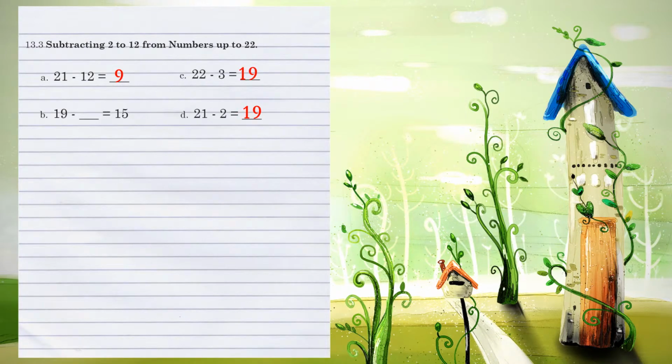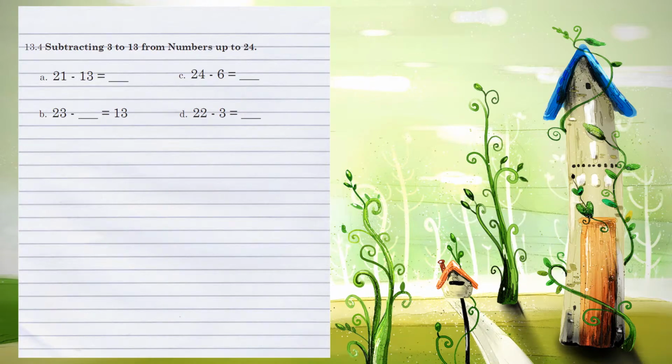Example B. 19 minus what number equals 15? Well, here the number we started with had a tens unit of 1, and our answer has a tens unit of 1, so that doesn't change. So really what we're looking at is how do we get from 9 to 5? Well, you can count backwards in your head if you need to, or you can start with the 5 and count forwards, but you are subtracting 4.